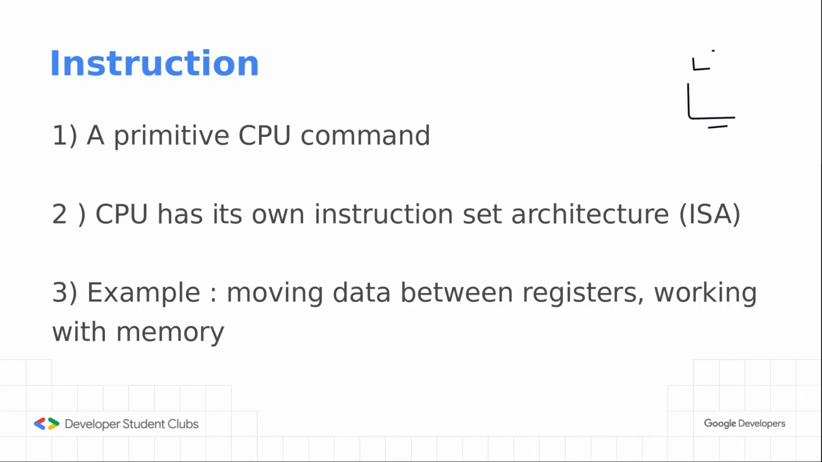What is an instruction? There are commands which CPU can understand. But what about us as a reverse engineer? Can we understand it? Yes. Now CPU has its own instruction set architecture, also known as ISA. And examples of instructions will be moving a data between registers and even working with memory.